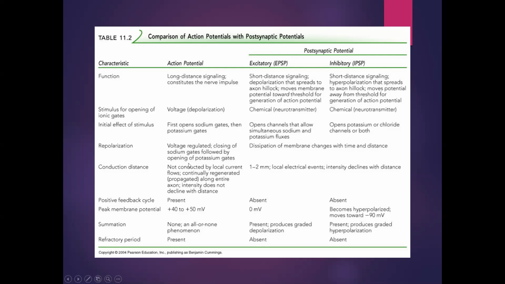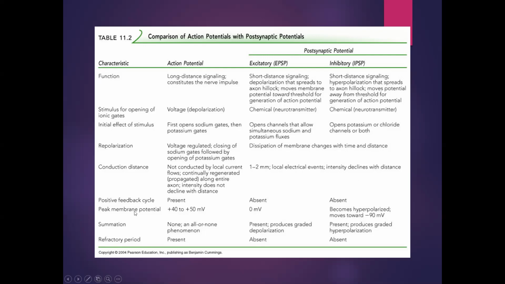And then how do they repolarize? Well, the gates just close once we get back to resting membrane potential, well, once we get below minus 55. This just fades away, okay? So I don't have to do any repolarization. The membrane changes with time and distance.